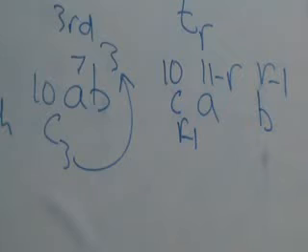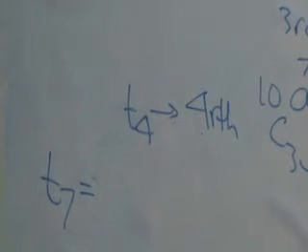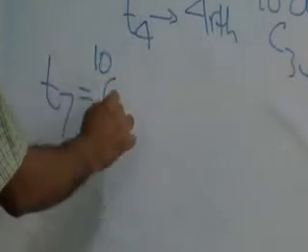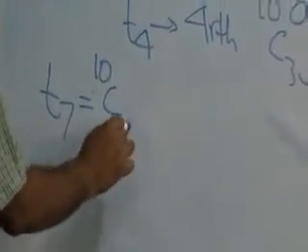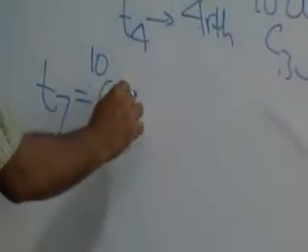Sure. So, how much is T7 then? It's very obvious. Now guess. 10c6. In the 3rd term it is 2, in the 4th term it is 3, so in the 7th term it will be 6. A to the power 11 minus r, right? It is the 7th term, so put r equal to 7.